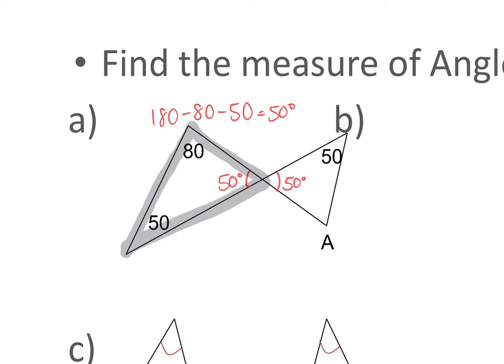So if two angles inside this triangle are 50, we do 180 minus 50 minus 50, and that will give us 80 degrees. 180 minus 100 is 80. That angle A must be 80 degrees.